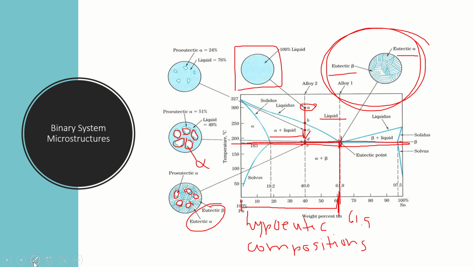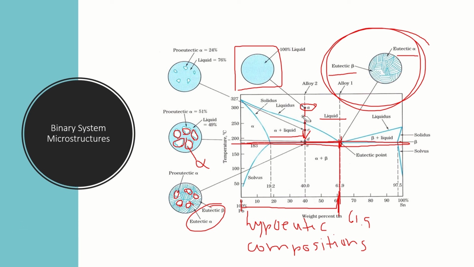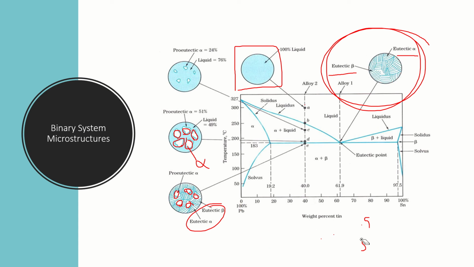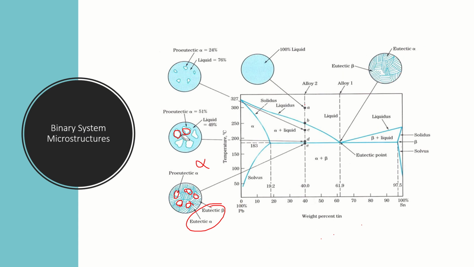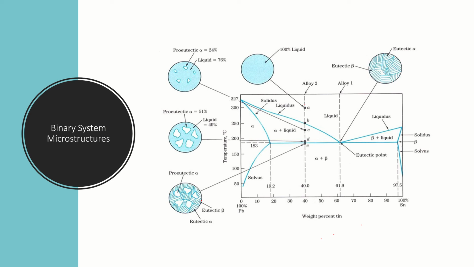But now let's take a look at what happens in the hypereutectic area. So if we were at a concentration of, let's say, 80% composition of Sn, and you had A, B, C right here, and D.